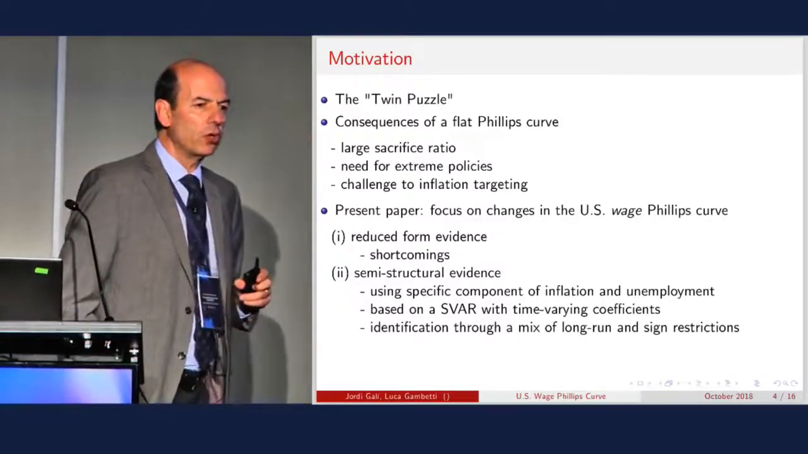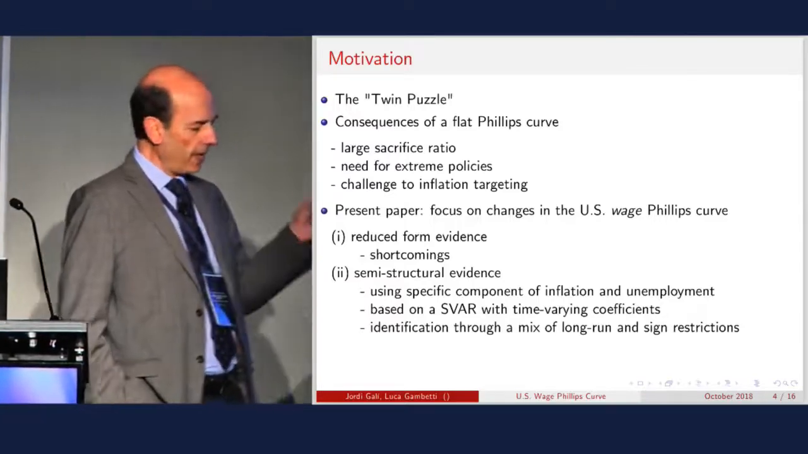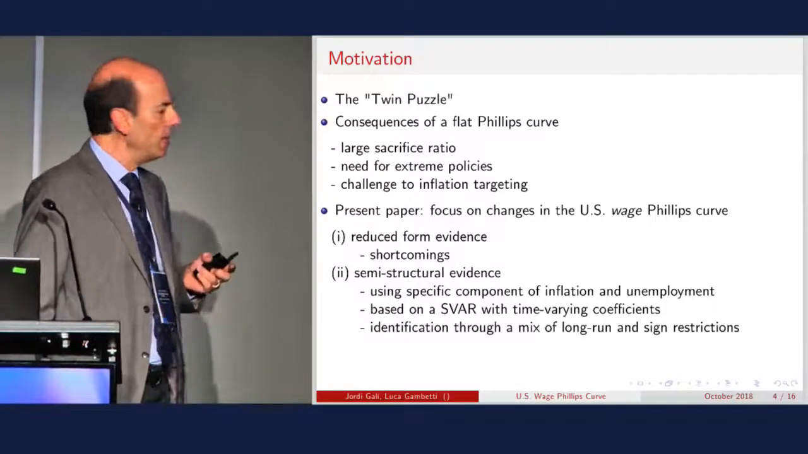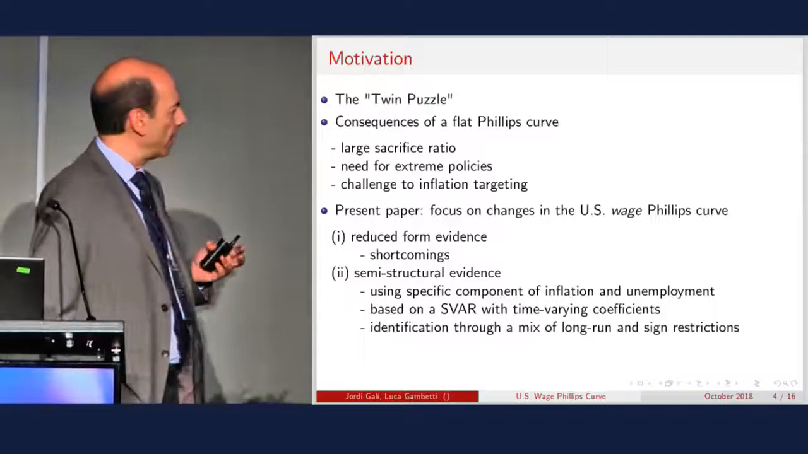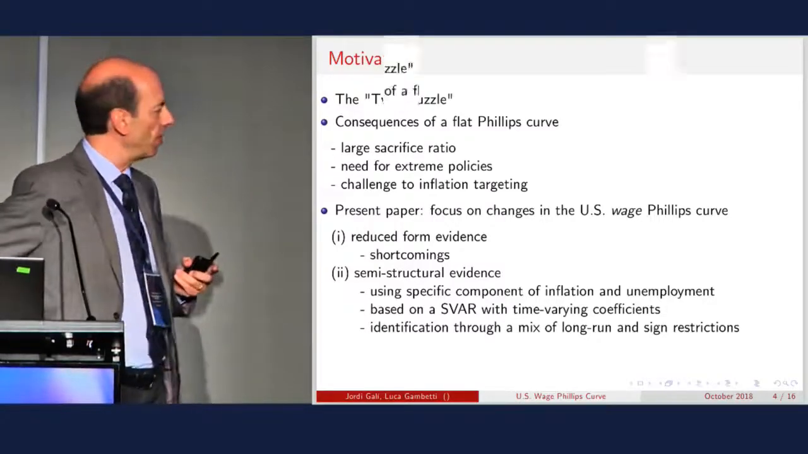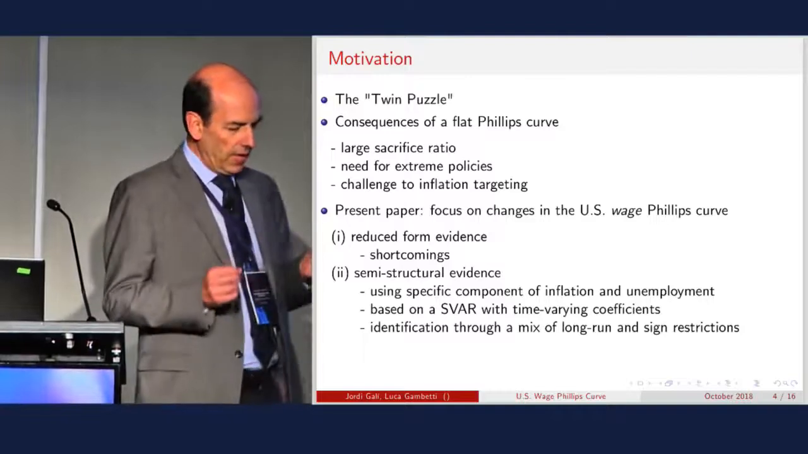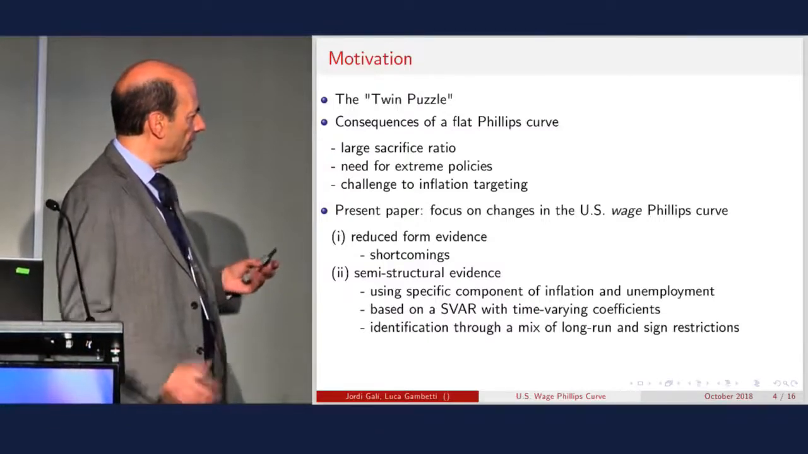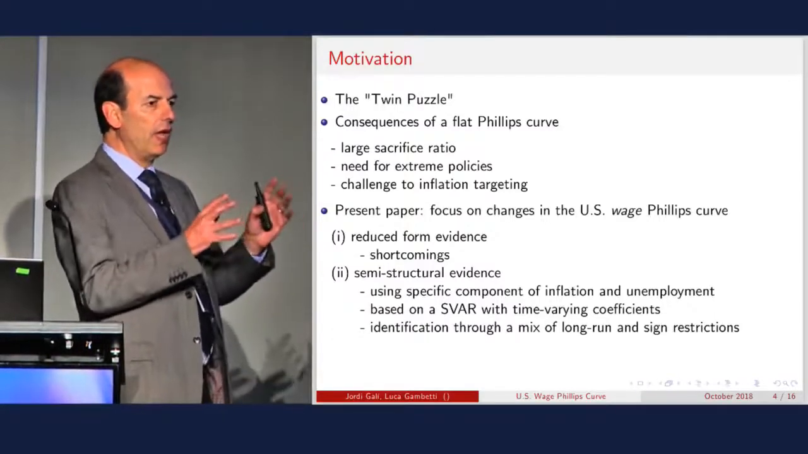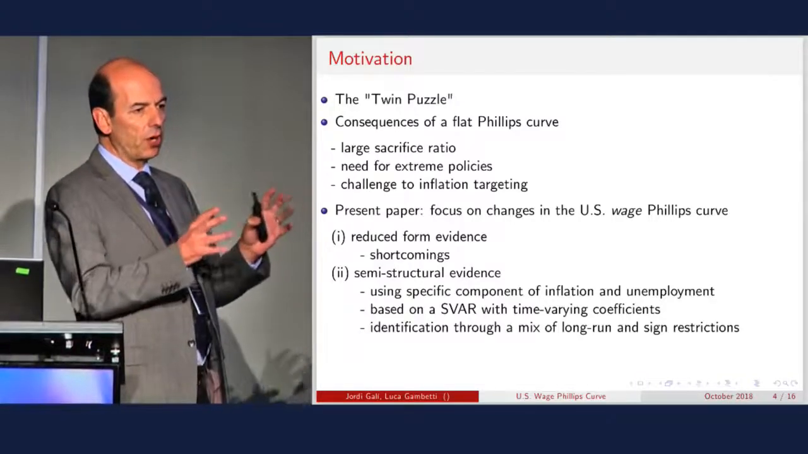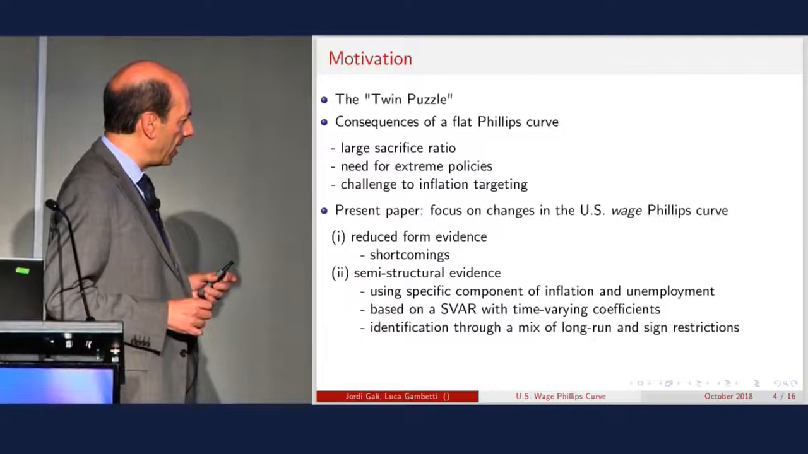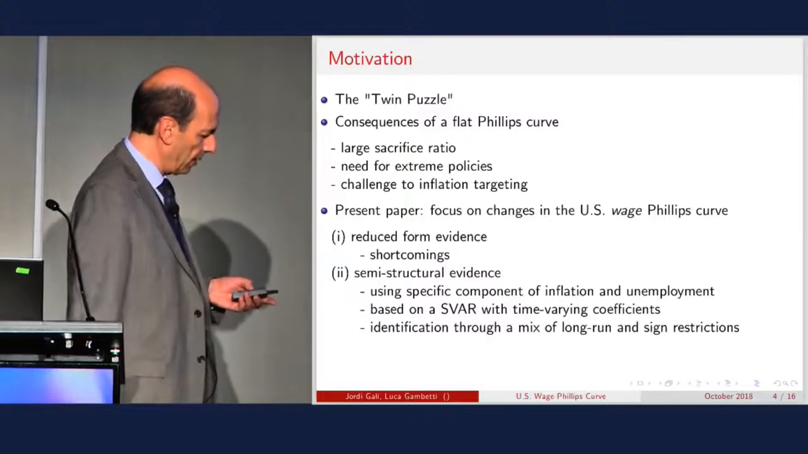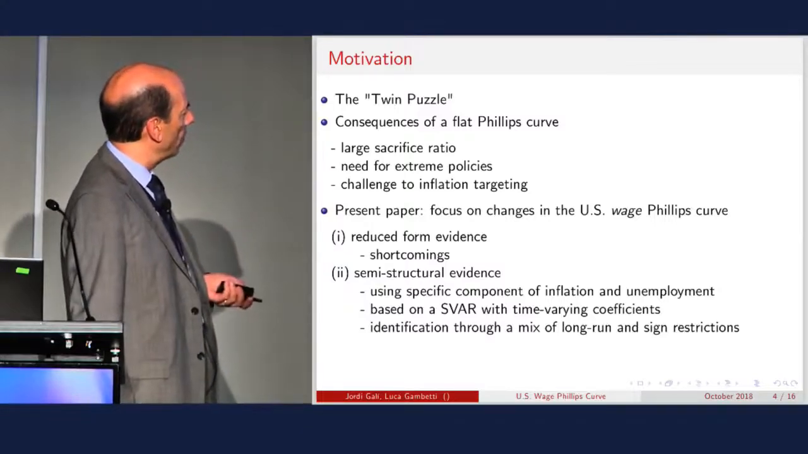Then I will point to some shortcomings of that approach. And in the second part of the paper, we propose a methodology, if you want, to overcome those shortcomings. And that's what we call semi-structural evidence. So the idea here is to decompose the measures of inflation and unemployment into different components and to estimate what we call a conditional Phillips curve using as data just specific components of inflation and unemployment. Okay, so you'll see later how that works.